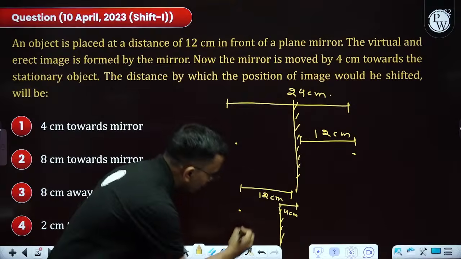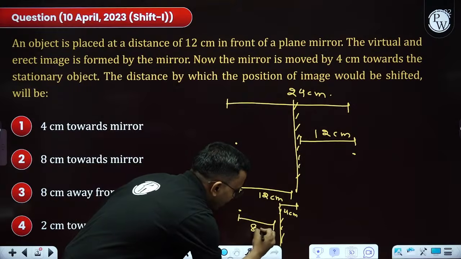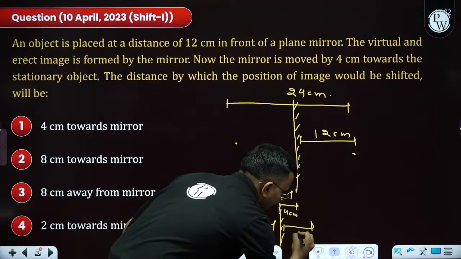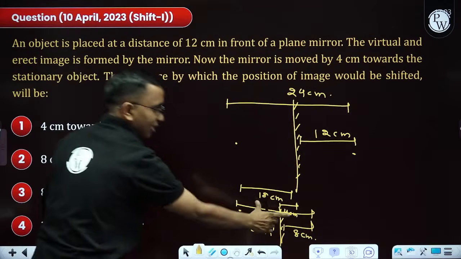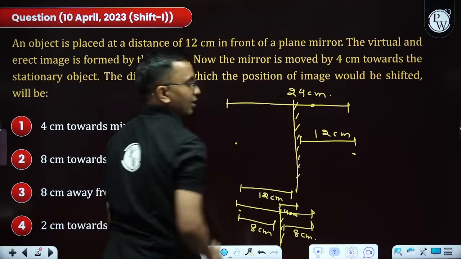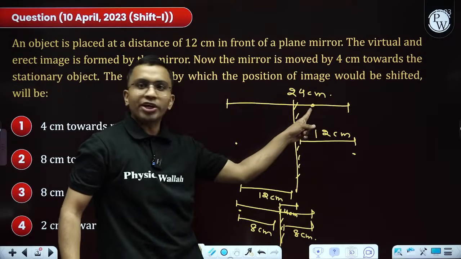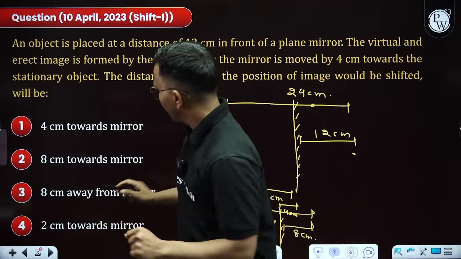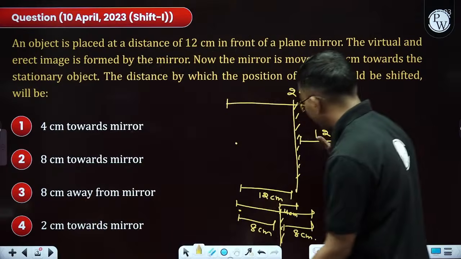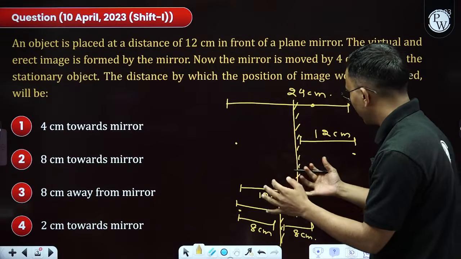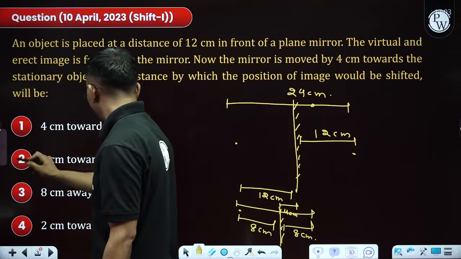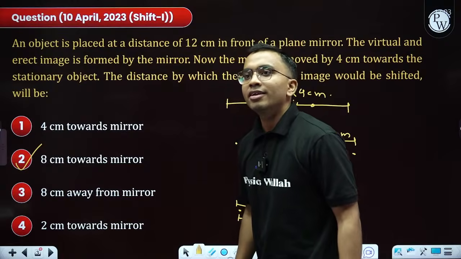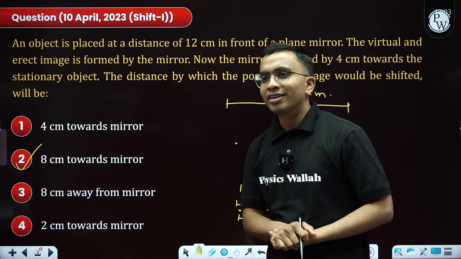Now the object is here at a distance of 8 centimeter from the mirror, and the image will be here at a distance of 8 centimeter. How much is the total distance? 8 plus 8, 16. It means the image was here and moved here, a distance of 8 centimeter, towards the mirror. Second option is correct.